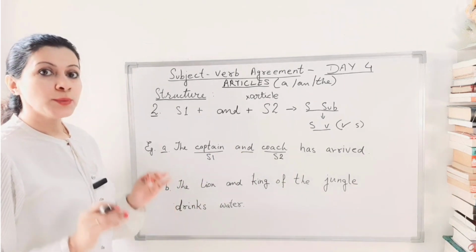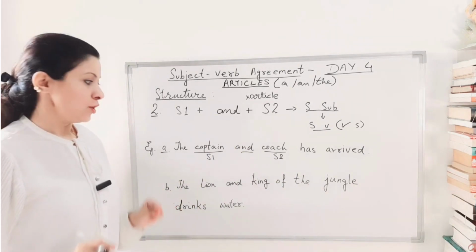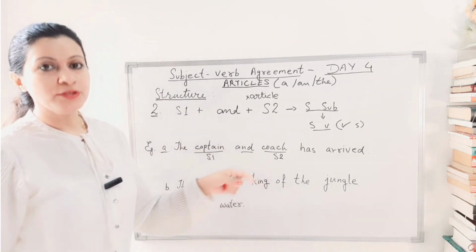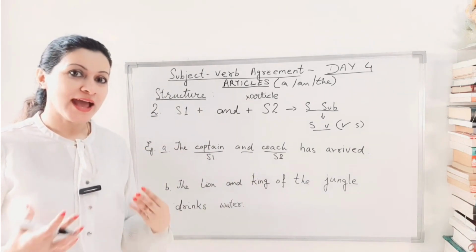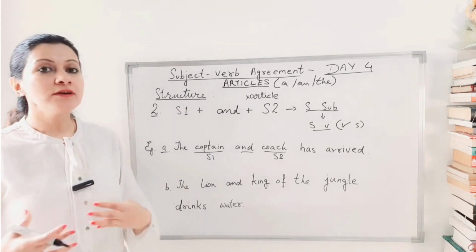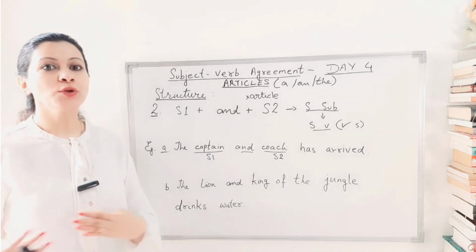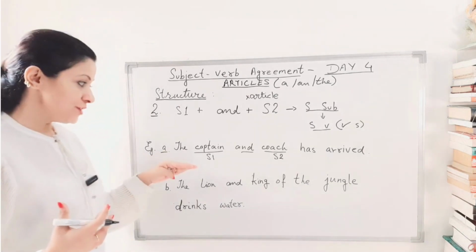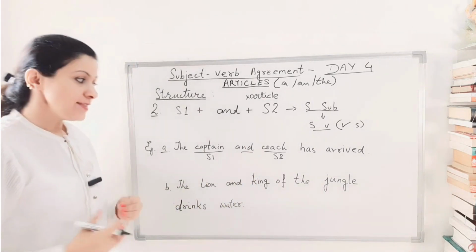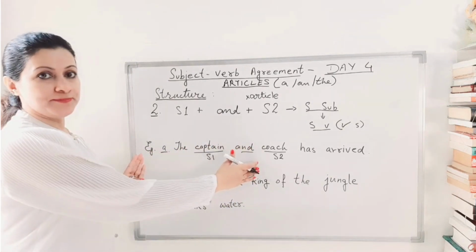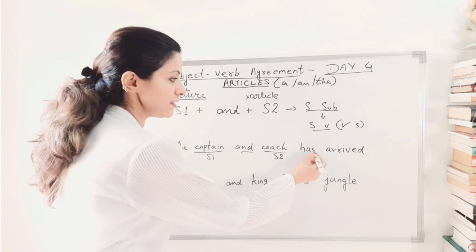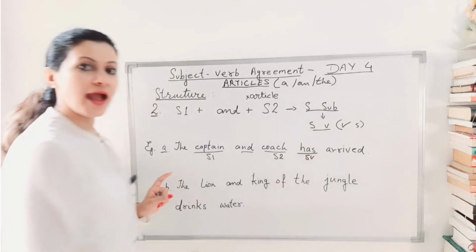So it means we are talking about the same person who's the captain of the team as well as the coach. For example, if I am the coach as well as the captain, I will not say I am the captain and the coach. No, I am the captain and coach of this team. Okay, so here when we do not have an article, we should understand that we are talking about the same person. And that is why it's one person, right? So, we take singular verb, has.